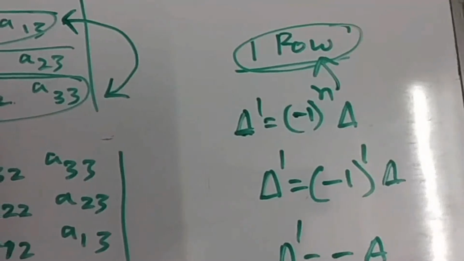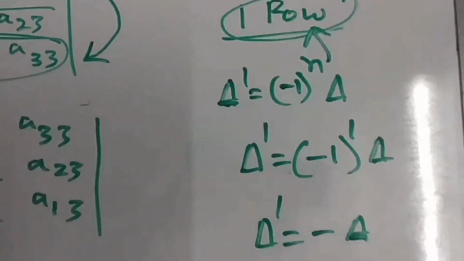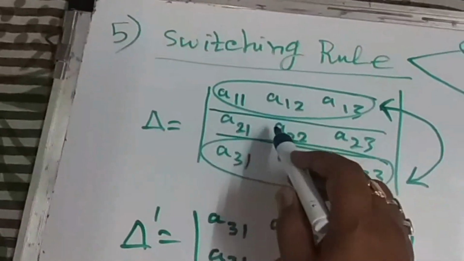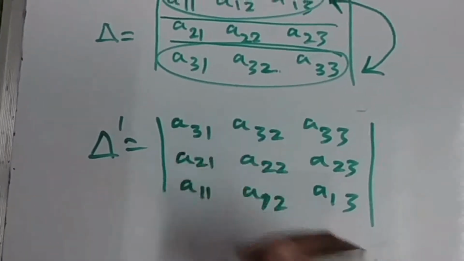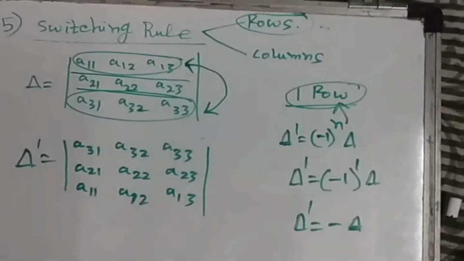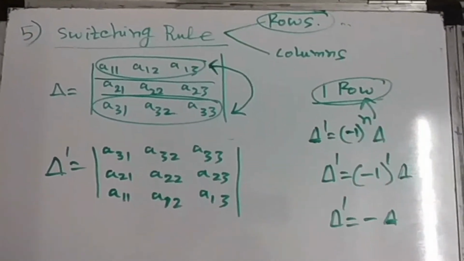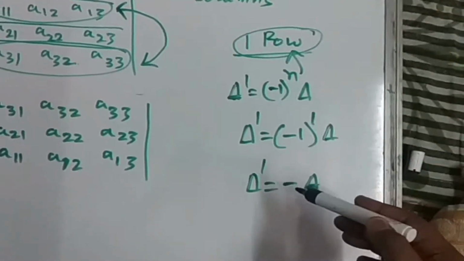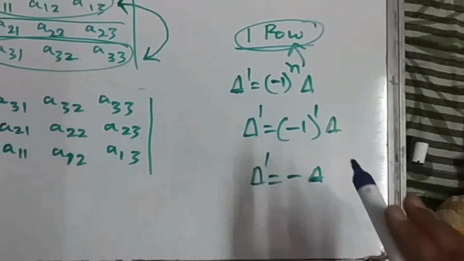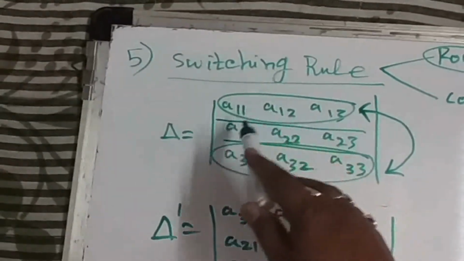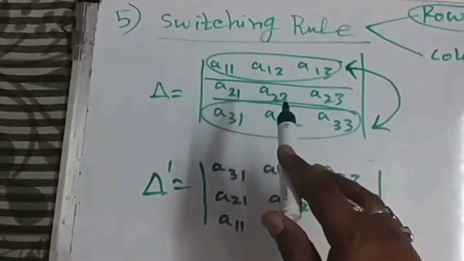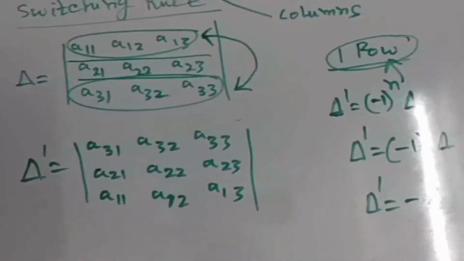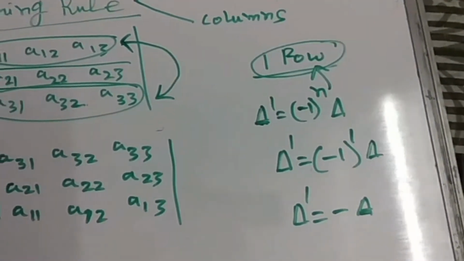Del dash equal to minus del means what? If the value of del is 2, for example, then the value of del dash will be minus 2. So this is the switching rule. I have explained the row switching. This is the formula you have to remember. If you are jumping over one row, the value of the determinant changes by its sign. If, for example, del equals minus 15, then del dash will be plus 15.